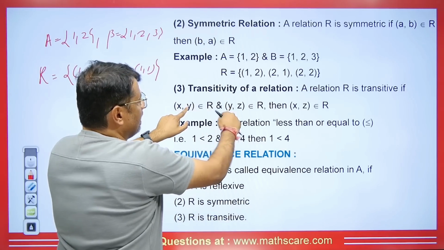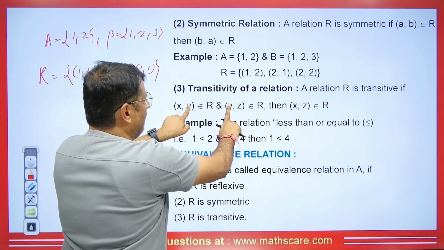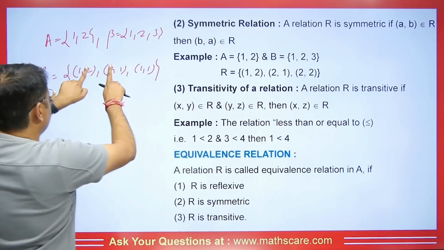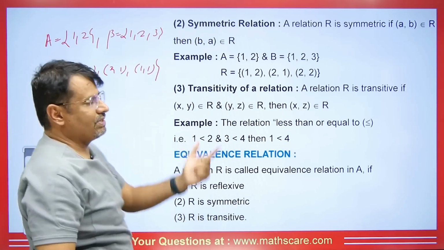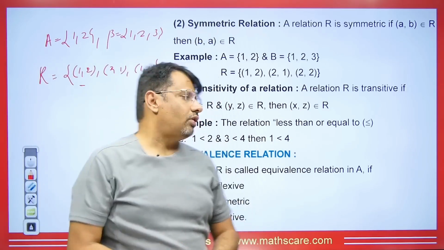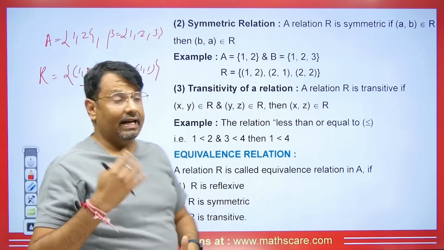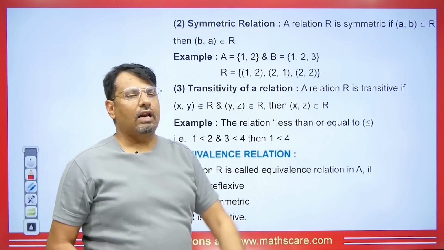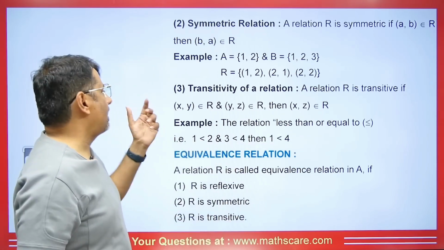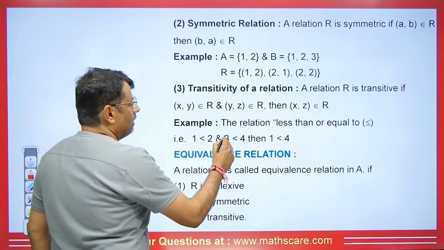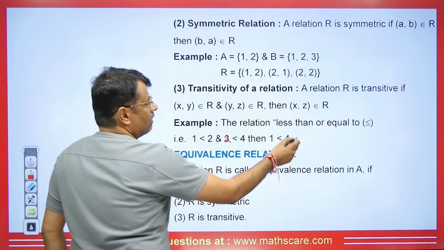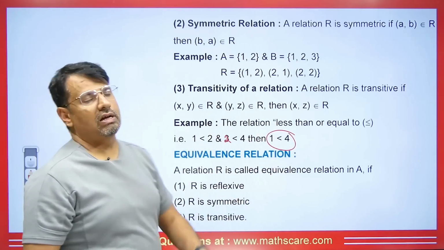If (X, Y) goes to R, (Y, Z) also goes to R, then if we remove Y, (X, Z) should also go to R. If we remove these two, then 1, 1 should go to R. If this happens, then such a relation is a transitive relation. I have another example of less than. If you want to know if this is transitive or not, if 1 is less than 2 and if 2 is less than 4, then 1 is less than 4. So what will be this relation?